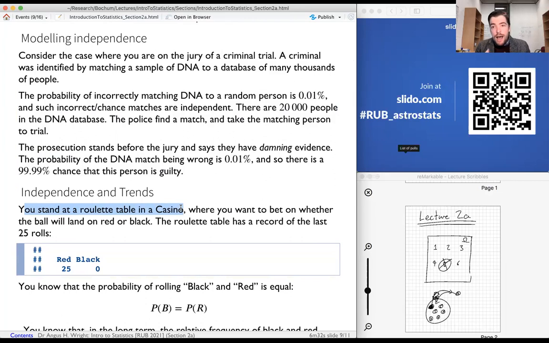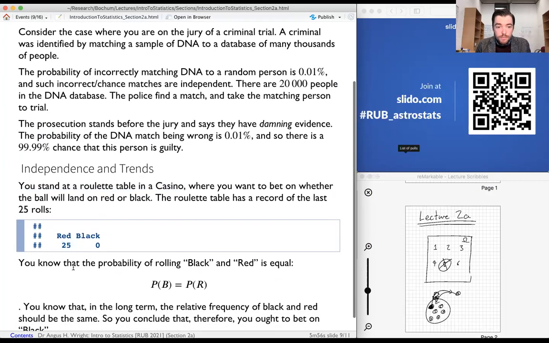Okay. Now, at the roulette table, there is a sign that is updated on the fly, and it shows the outcome of the last 25 rolls of the roulette table, of the ball and what it landed on. And when you walk up to the table, the record shows that all 25 of the last 25 landed on red. Now, the table has an equal number of red squares and black squares.